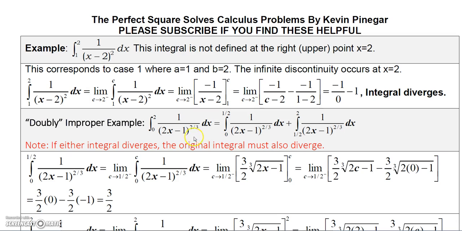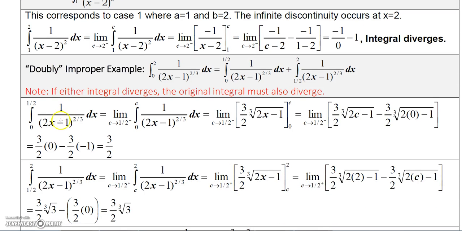So what I'm going to do is break it up at a half, and I'm going to go from 0 here to 1/2, and then I'm going to go from 1/2 to the upper limit 2. So I'm actually going to have two integrals here. So let's look at the first integral from 0 to a half.